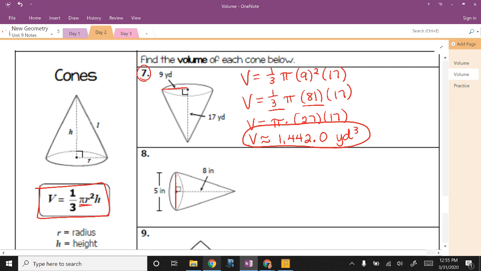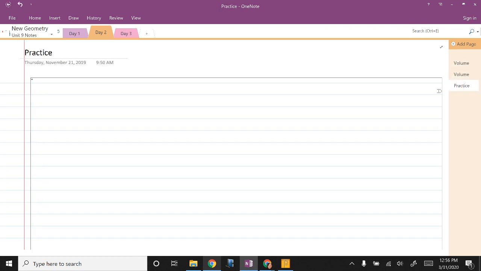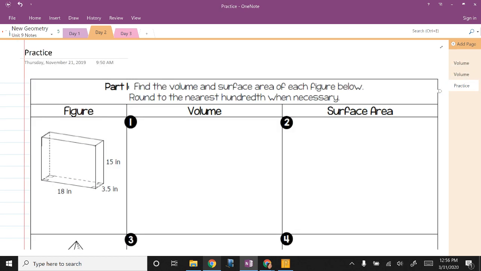Okay. So I have shown you an example of all the figures. Now your practice will be to go to those volume and surface area reviews from page 10 and page 11. I want you to do the odd problems, which are finding the volume. I'll show you. I think I've got it somewhere. Yeah. So now you're going to go, this is on page 10 and page 11. You're going to do the volume ones.